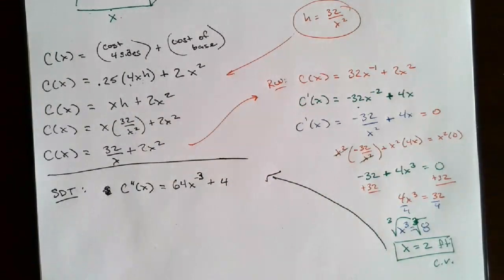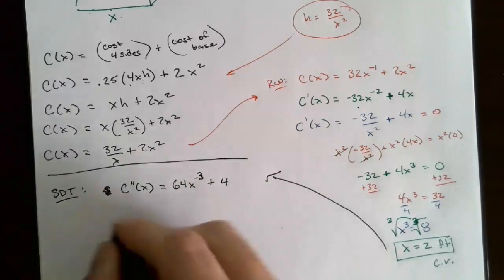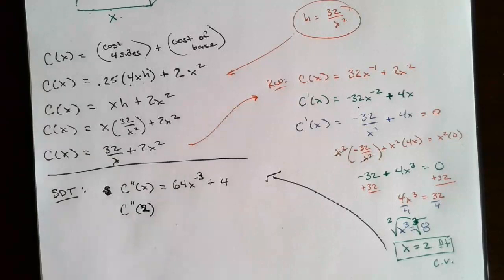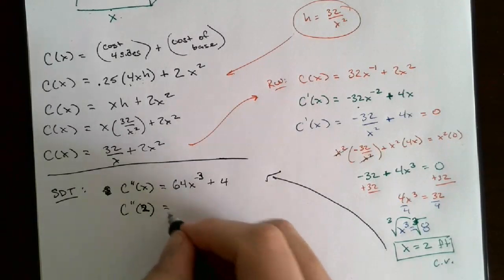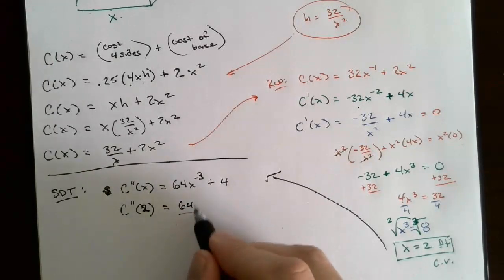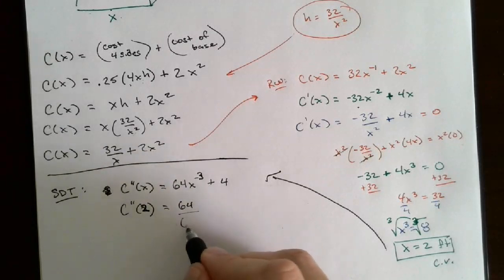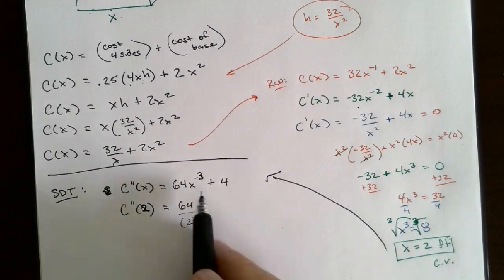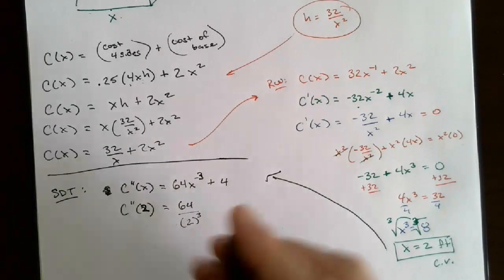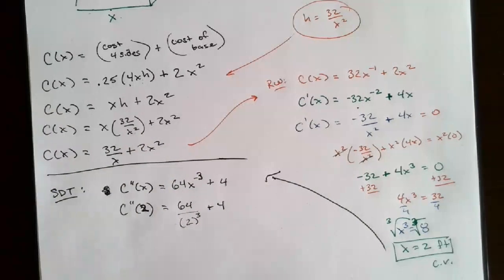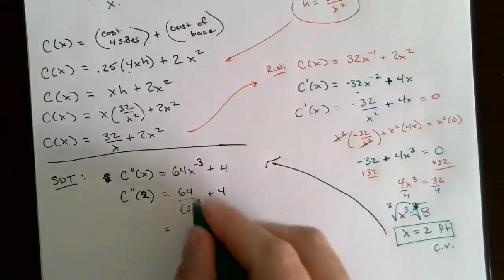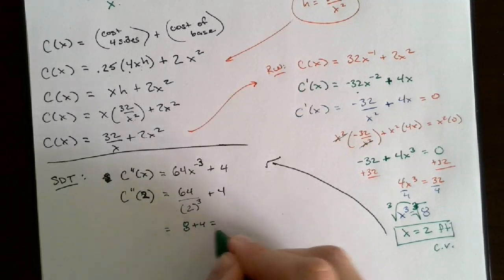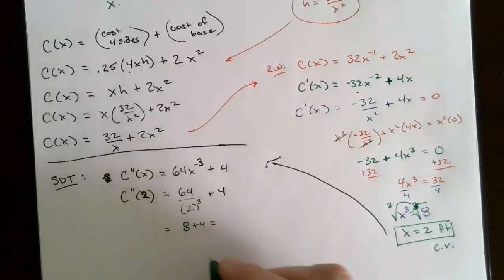Now remember what I'm doing. I'm substituting in 2 for x to see if it gives me a maximum or a minimum. So c double prime of 2 is equal to 64 over, when I say x to the negative 3, it's really like x to the third in the denominator. So I can say it's 64 over 2 to the third, subbing in for x and then moving it down to the bottom, plus 4. Evaluating this, 64 over 2 cubed is 8. So 64 divided by 8 is going to give you 8 plus 4, which equals 12.